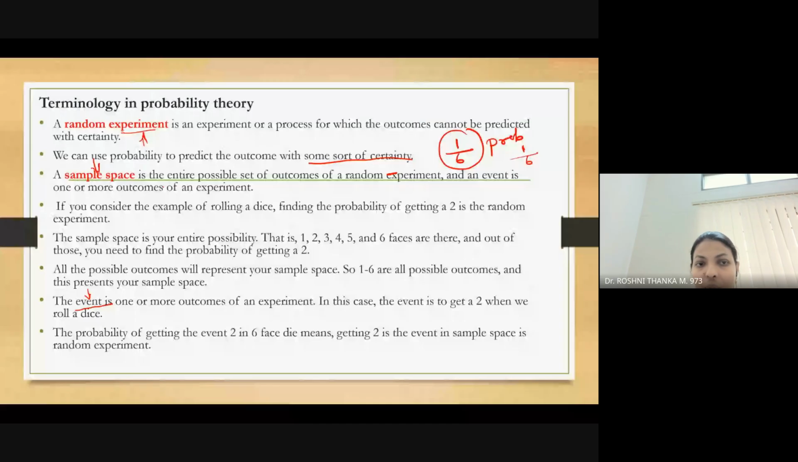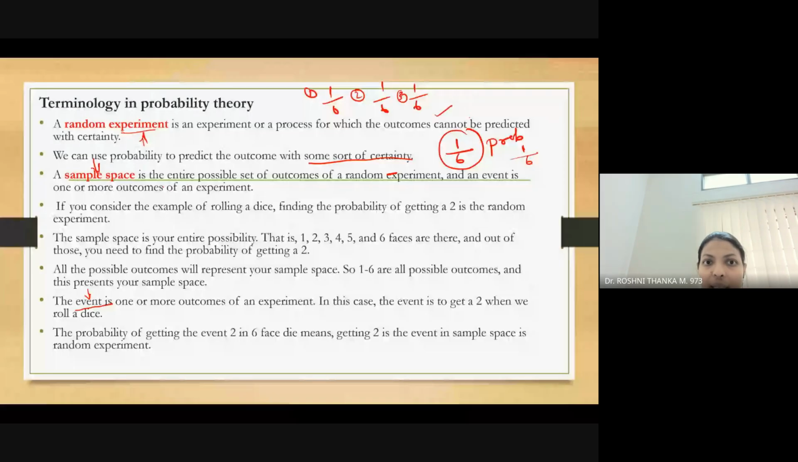What is sample space? Sample space means the entire set of outcomes of the random experiment. To get 1, I get 1 by 6. To get 2, I get 1 by 6. To get 3, that is 1 by 6. I will not be certain about any of these. All these possible things I will call random. That is a random experiment.